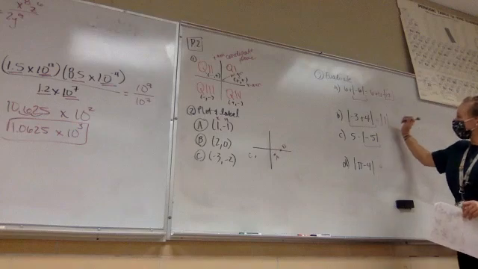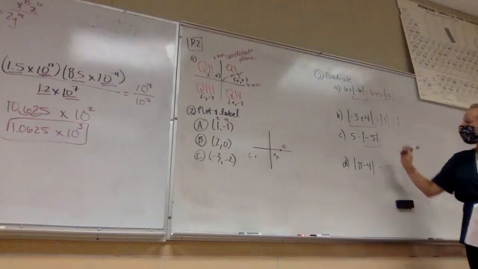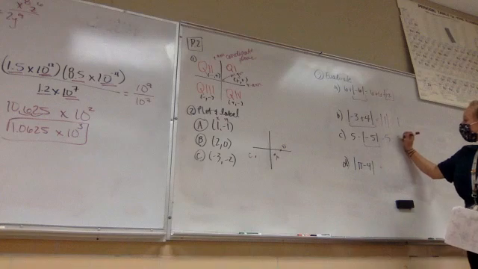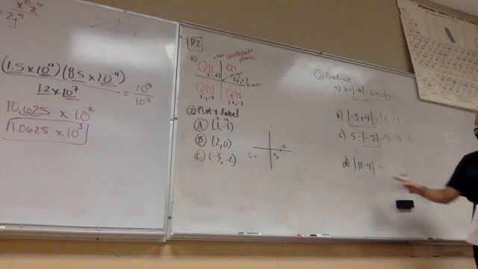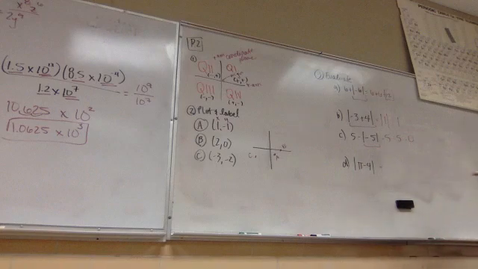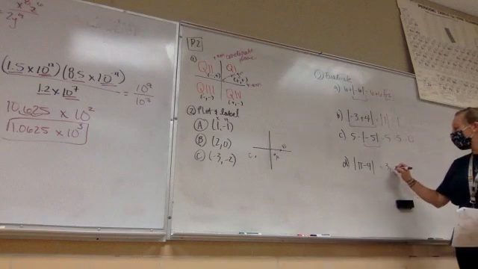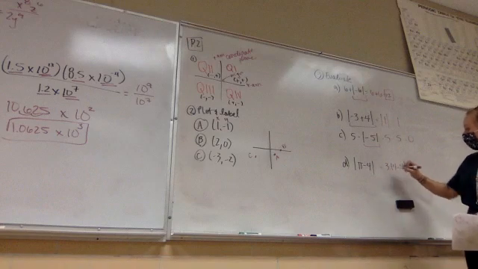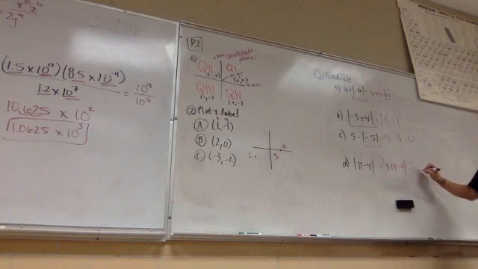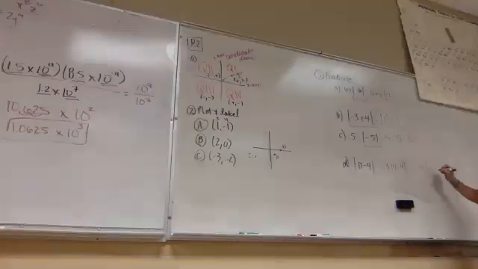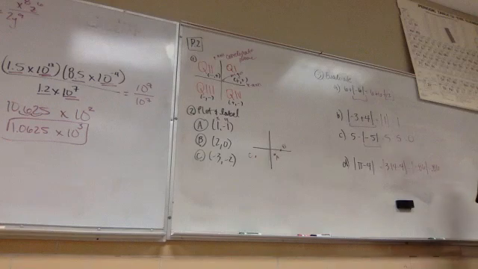This becomes absolute value of 1, which is just 1. This is 5 minus 5, which is 0. And then pi minus 4, I made pi 3.14, and so 3.14 minus 4 is going to be negative 0.86, and then absolute value of negative 0.86 is positive 0.86. Okay. All right. Okay so far? All right, let's keep moving.